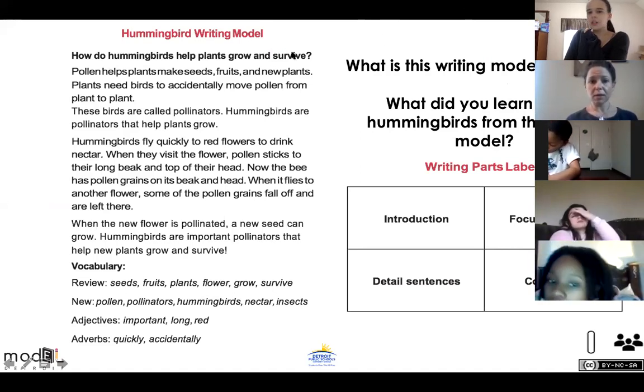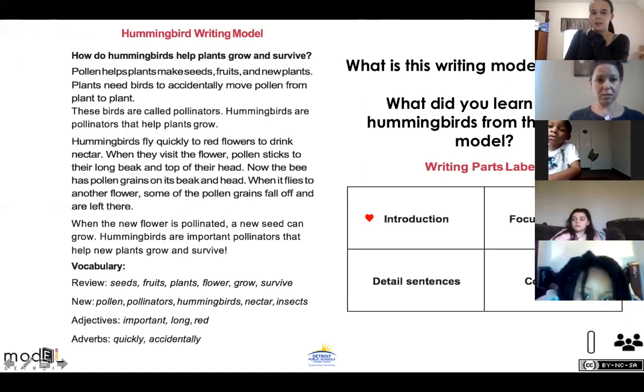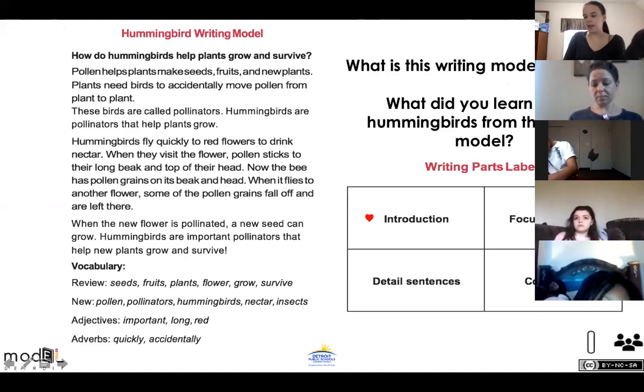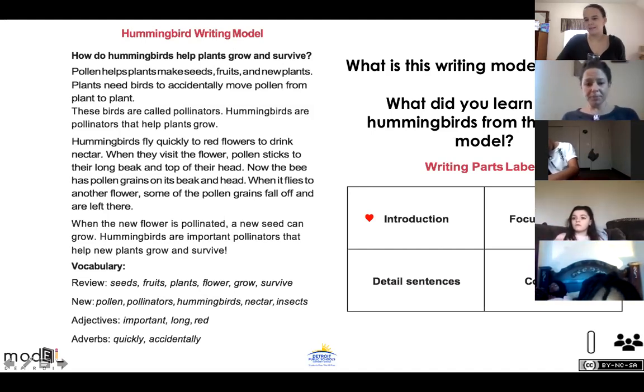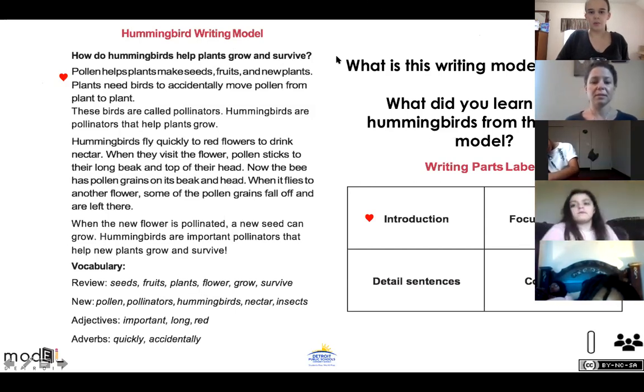So the first thing that we need to look for is an introduction. We need to know where to find the introduction in this writing. Now, I know from learning writing at regular school for the past few years that the introduction usually comes, what do you think, first or last? I think it comes first. So the introduction, friends, is going to be right here. I put a little heart there to show you where you find the introduction. See? Okay.